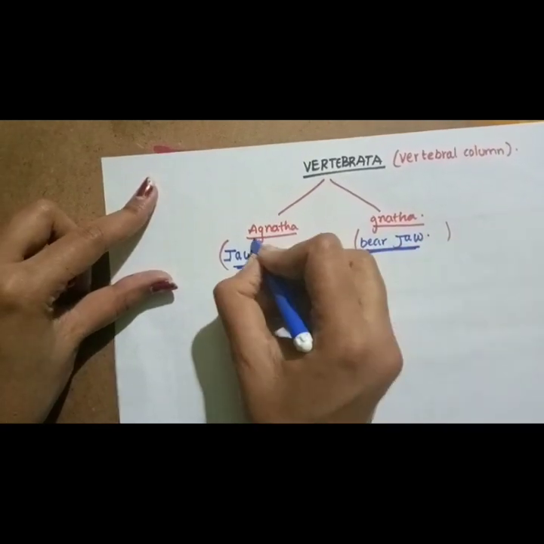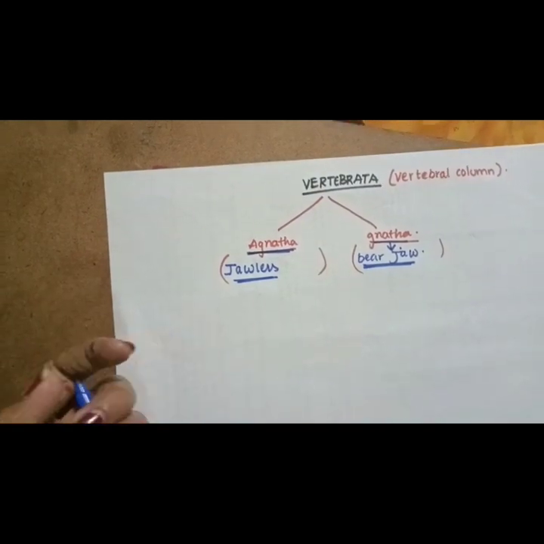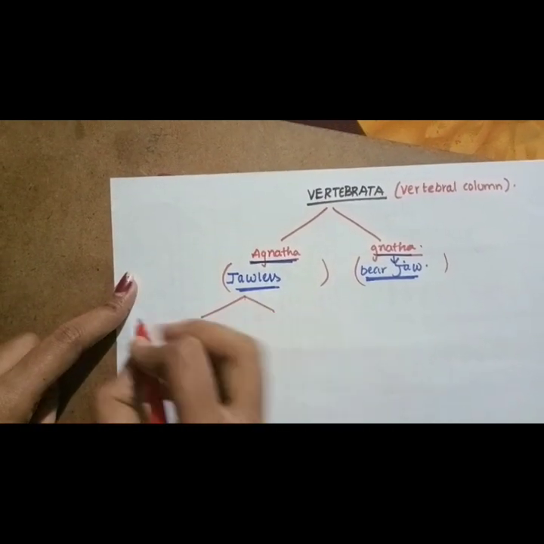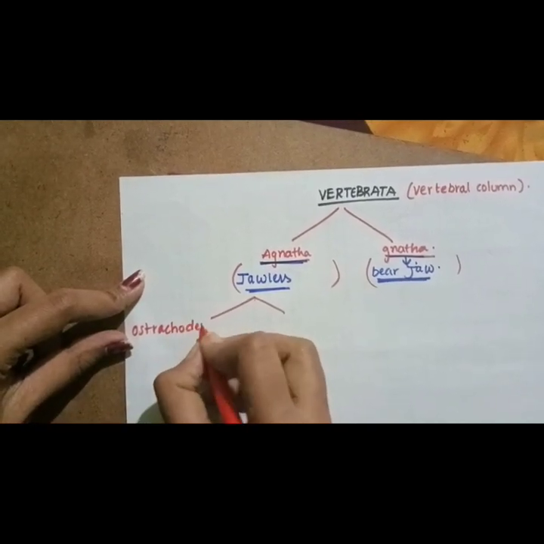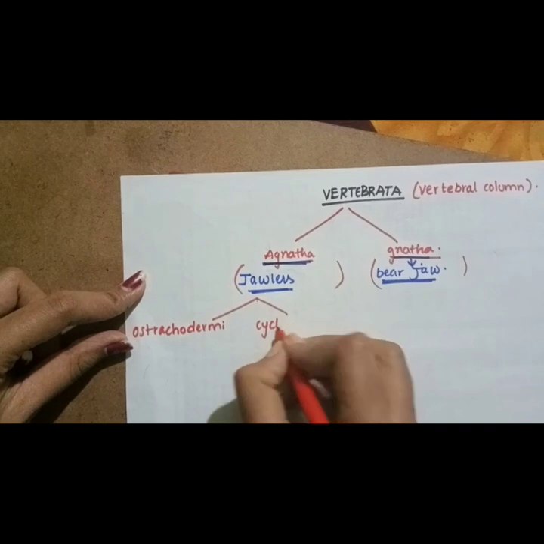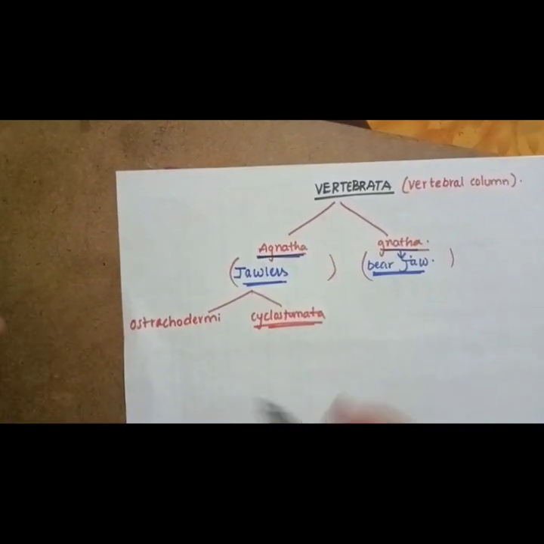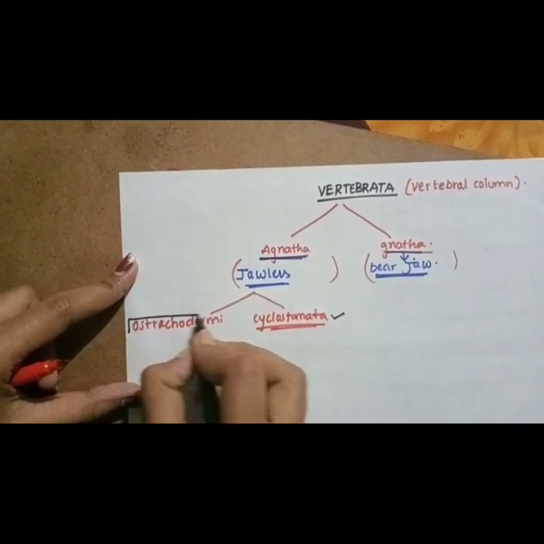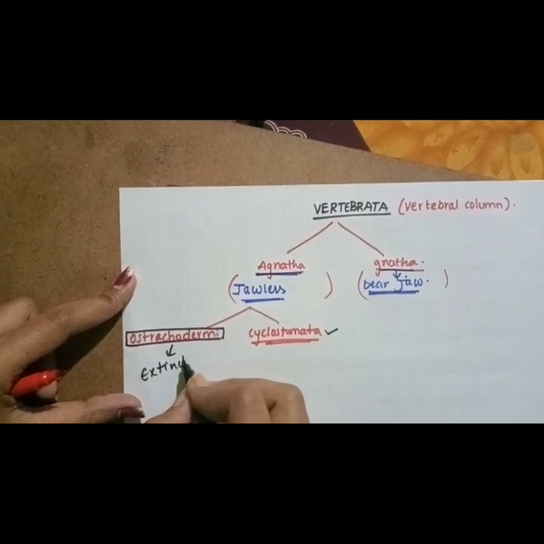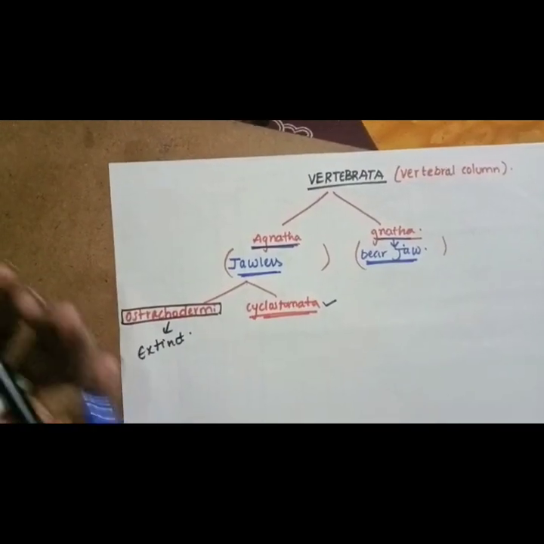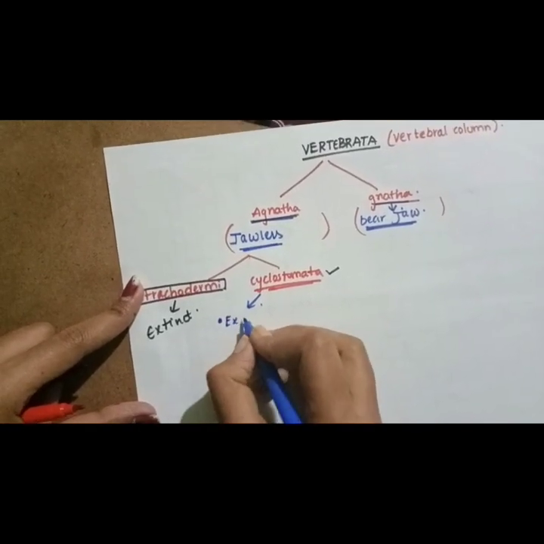Again, agnata is called jawless and gnata is called jaw bearing. The agnata is divided into ostracodermy and cyclostomata. In the NEET textbooks, they only describe the cyclostomata because the ostracodermy organisms are extinct.